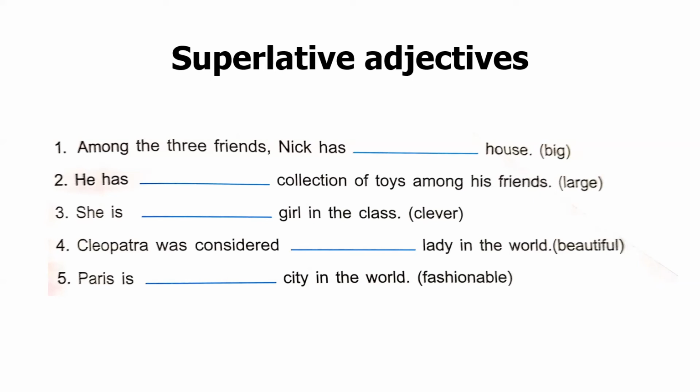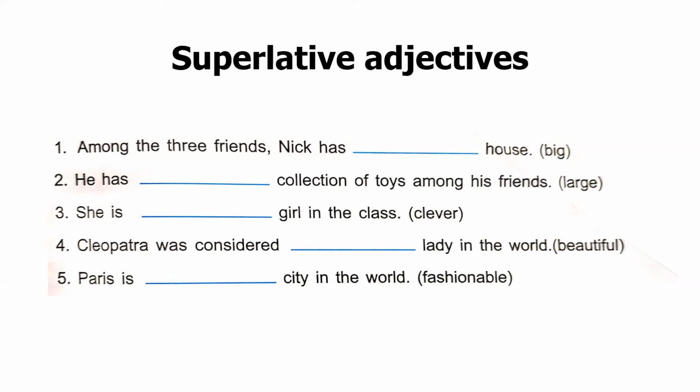Cleopatra was considered beautiful, more beautiful, most beautiful. The most beautiful lady in the world. Next is Paris is dash city in the world. Fashionable, more fashionable, most fashionable. Paris is the most fashionable city in the world.